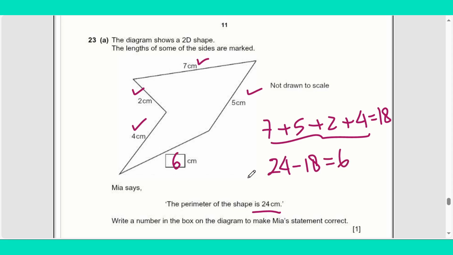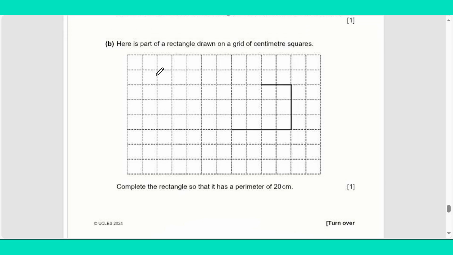Okay, let's move on. Okay guys, so B, here's a part of a rectangle. Draw another grid of centimeter squares. Complete the rectangle so it has a perimeter of 20. Well, for this question you can do it on a printout paper.